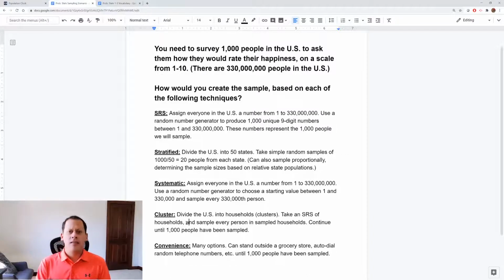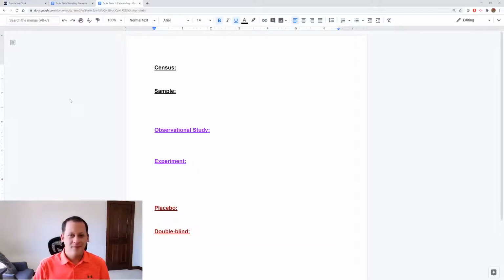So I hope that by going through this example, you see one more time how each of these sampling methods work. If you needed more practice, I hope that helped as you study up for your Chapter 1 test that's upcoming. Okay, so let's go back to the notes.